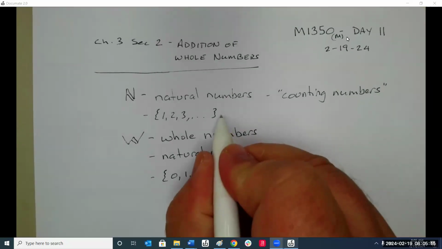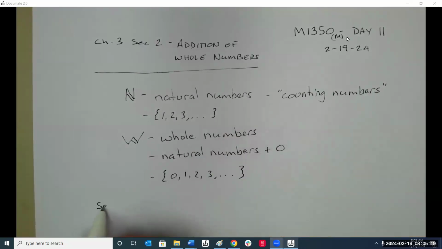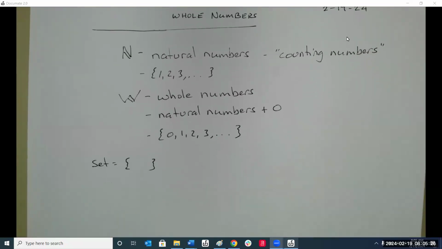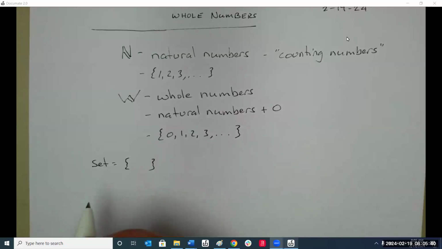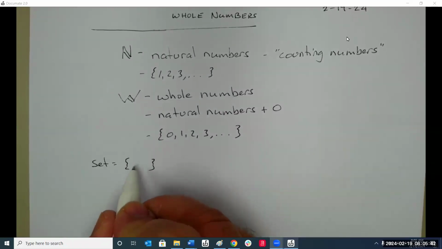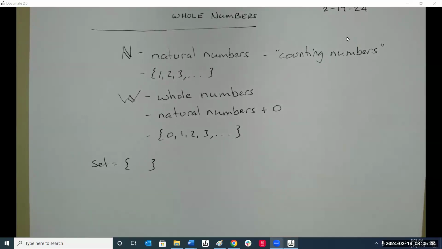These symbols are called sets. Anything inside these squiggly lines are sets. We talked about those in the first couple of chapters. That's what we're going to look at in order to define these things, because we have to define which sets of numbers we're dealing with. So if we're dealing with natural numbers or whole numbers, they're not the same.